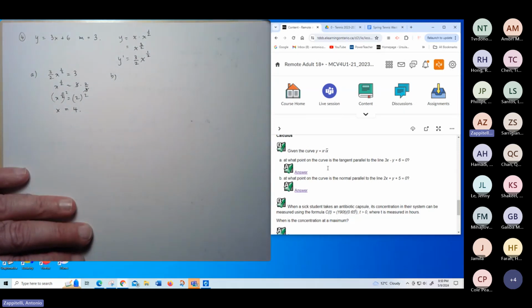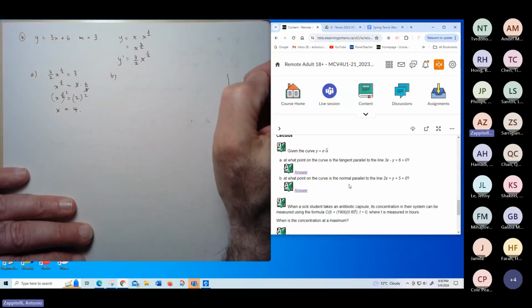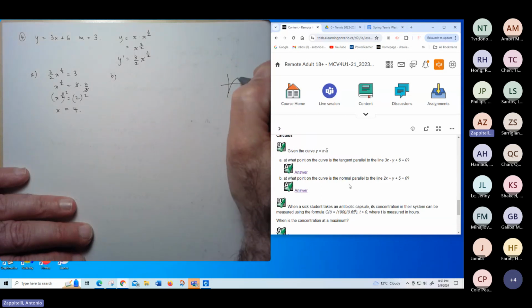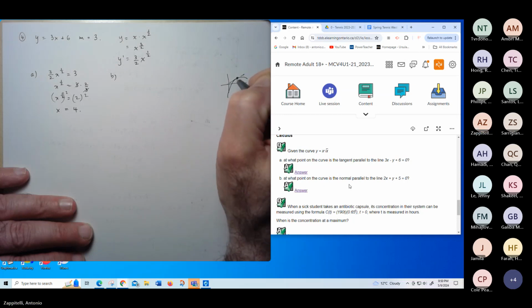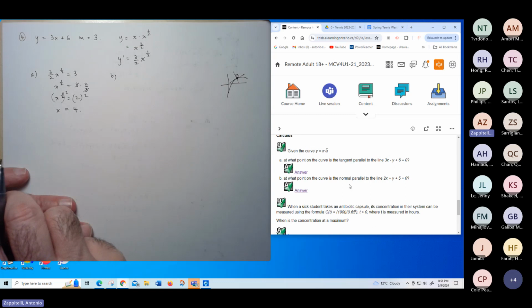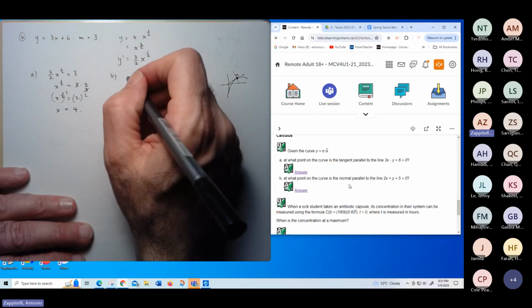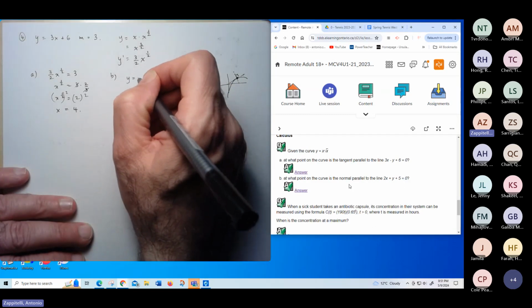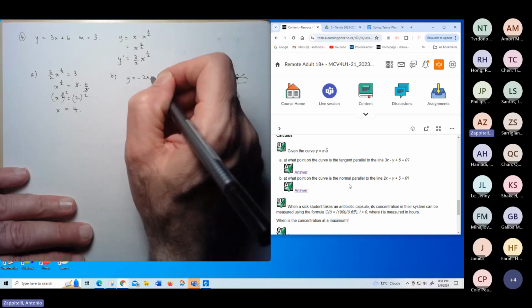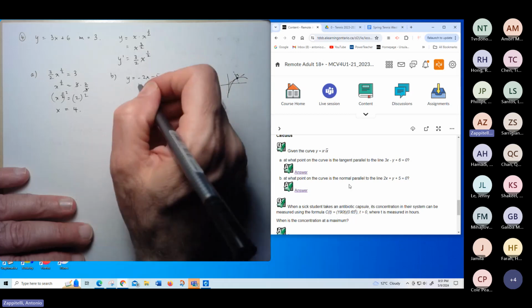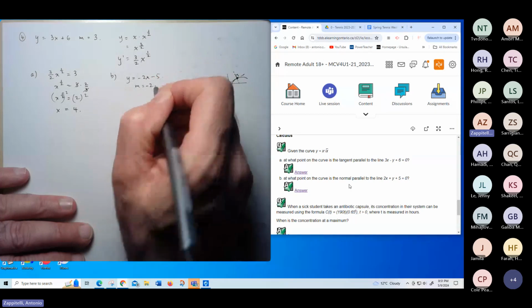Now, though, they're not talking to us about the tangent, they're talking about the normal. So let's remember what the relationship is. If you have a curve and you find the tangent line, the normal is just perpendicular to that tangent line. So here, if we look at our equation, y equals negative 2x minus 5, the slope here is negative 2.